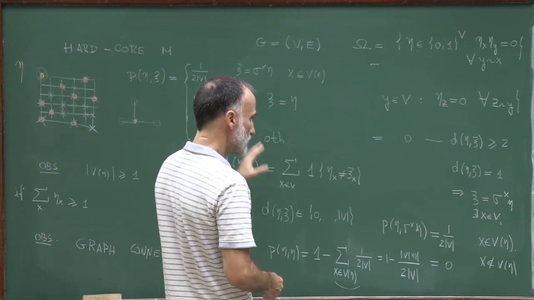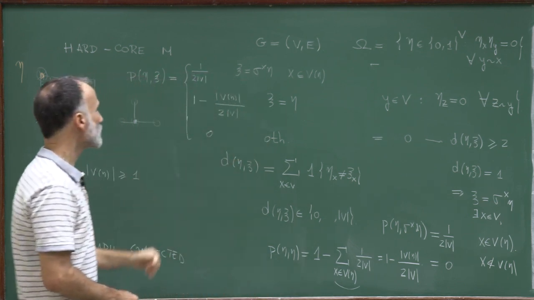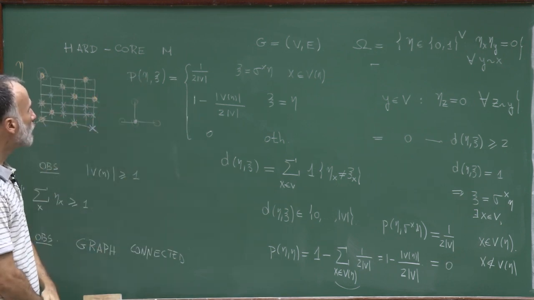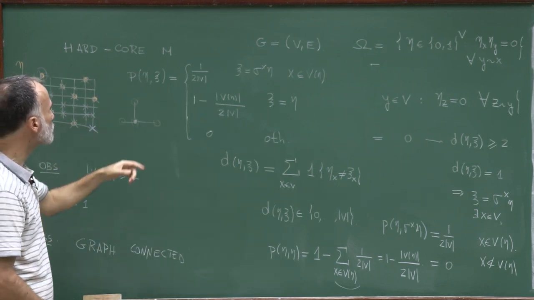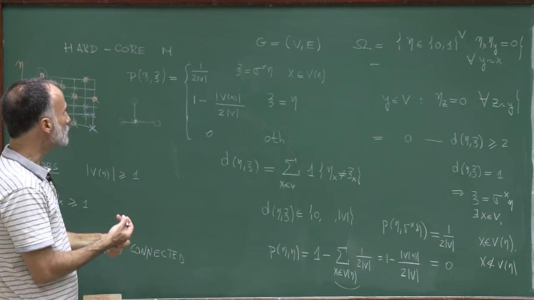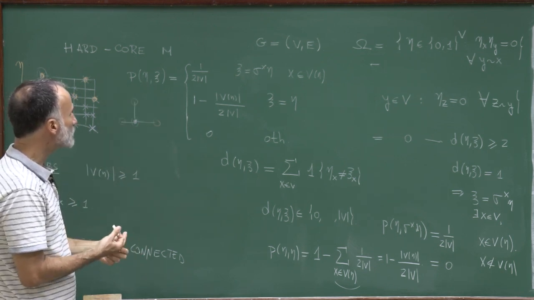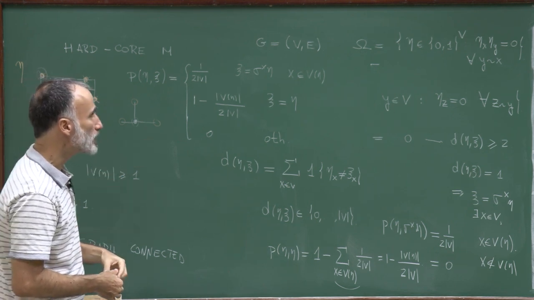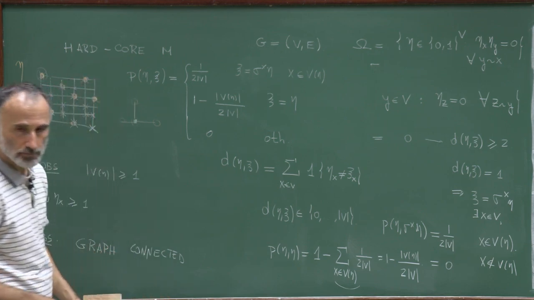So this is the definition of the transition probability, and now what I claim, and this is what I will prove next, is that this transition probability is irreducible, it's invariant, and that the stationary state of this transition probability is the uniform measure.